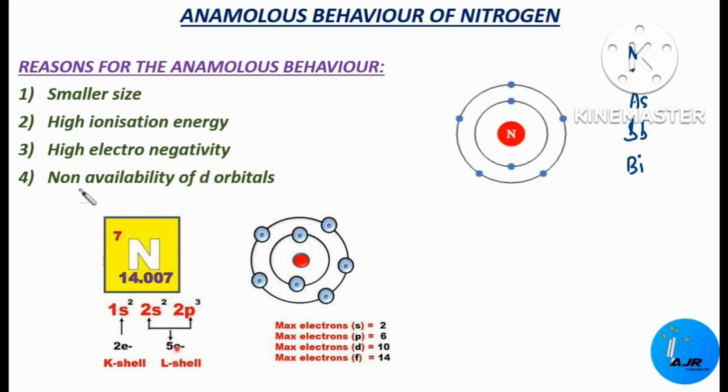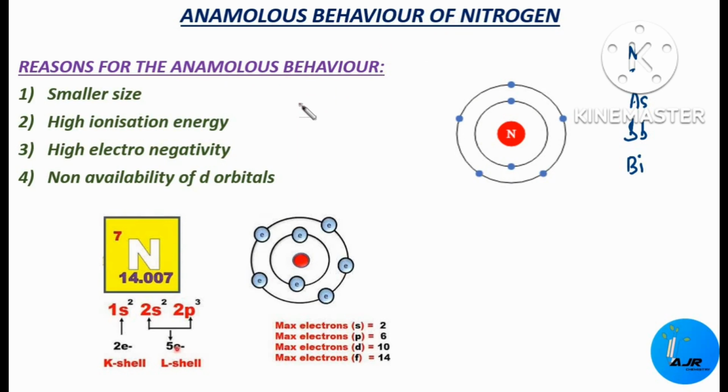Understood, students? The next one is the non-availability of d orbitals. This is nitrogen, with electronic configuration 1s2, 2s2, 2p3. Nitrogen doesn't have d orbitals. But phosphorus has d orbitals, though they are empty. Obviously arsenic, antimony, and bismuth all have d orbitals. Since nitrogen does not have d orbitals, that's one of the main reasons for the anomalous behavior of nitrogen.